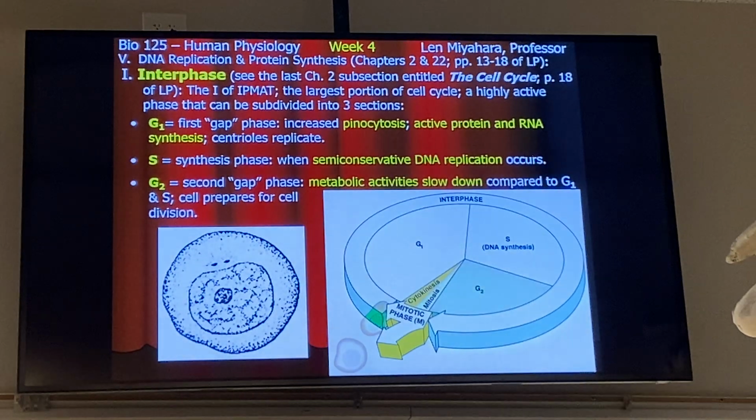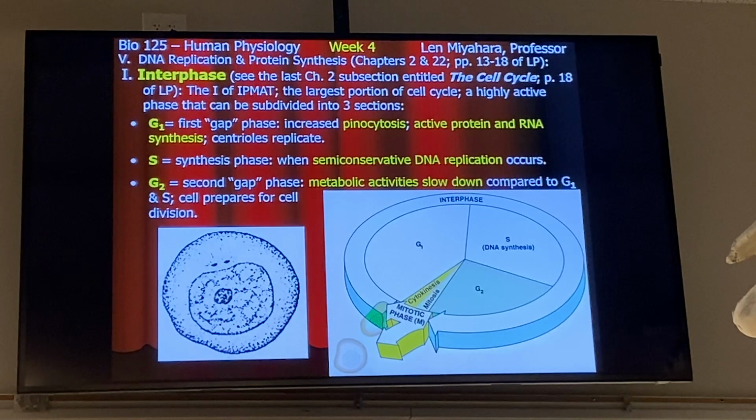And then G2 is when the cell's getting ready to divide again. Other metabolic activities slow down as it gets ready to do that. Now there is a thing called G0 for cells that either lose a nuclei or fuse, so it has multiple nuclei. Those cells do not divide anymore.